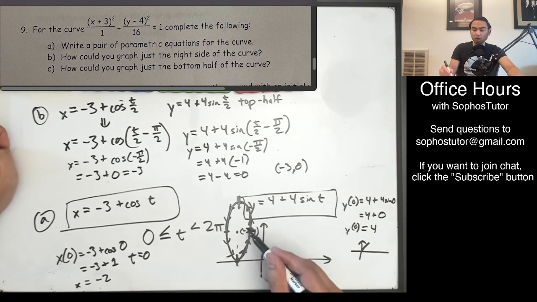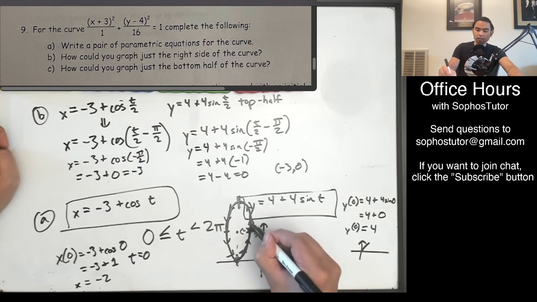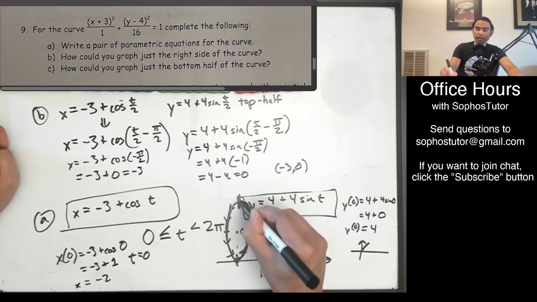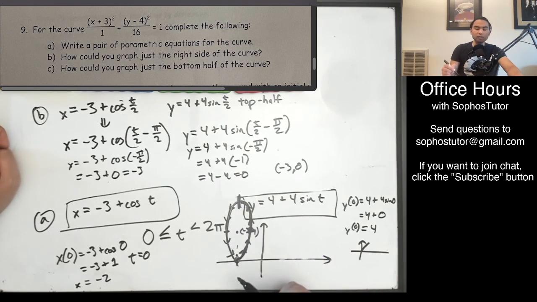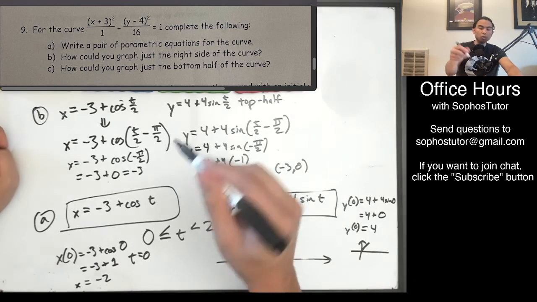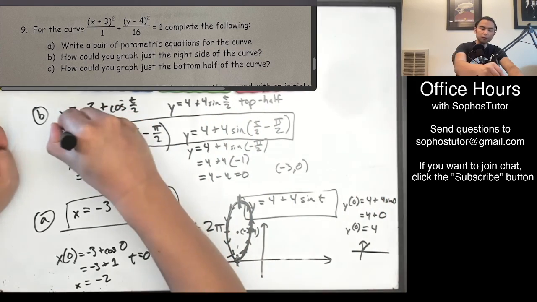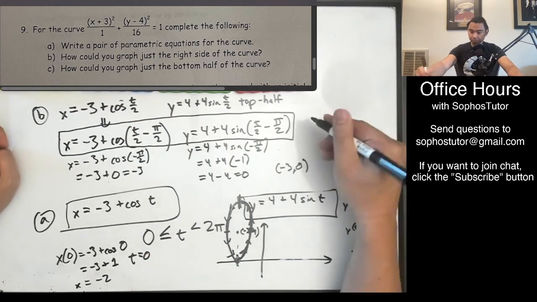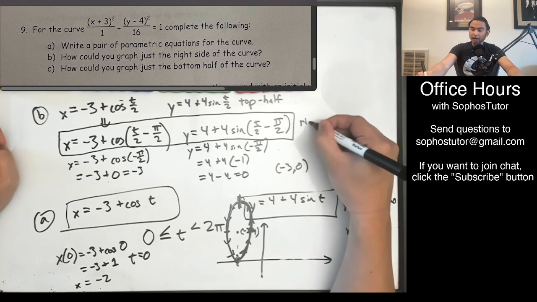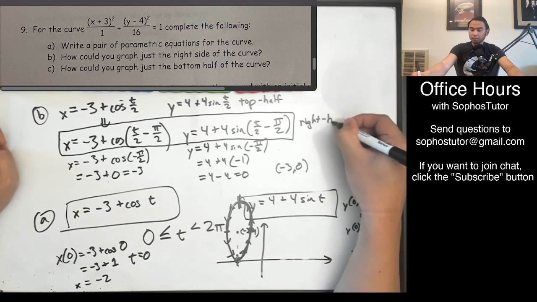Well, where's negative 3, 0 on this ellipse? Oh, it's on the bottom. So we've successfully shifted our starting point from the right side most part of this ellipse to the bottom of this ellipse. And we have adjusted the angle in such a way that we're going to stop at the halfway point of this ellipse. So these right here are the new collective parametric equations for the right half of this ellipse.